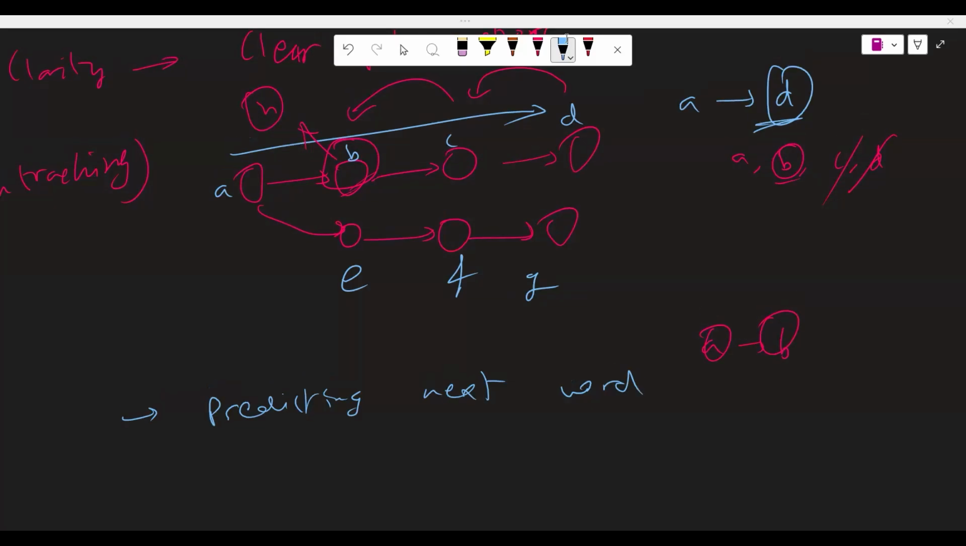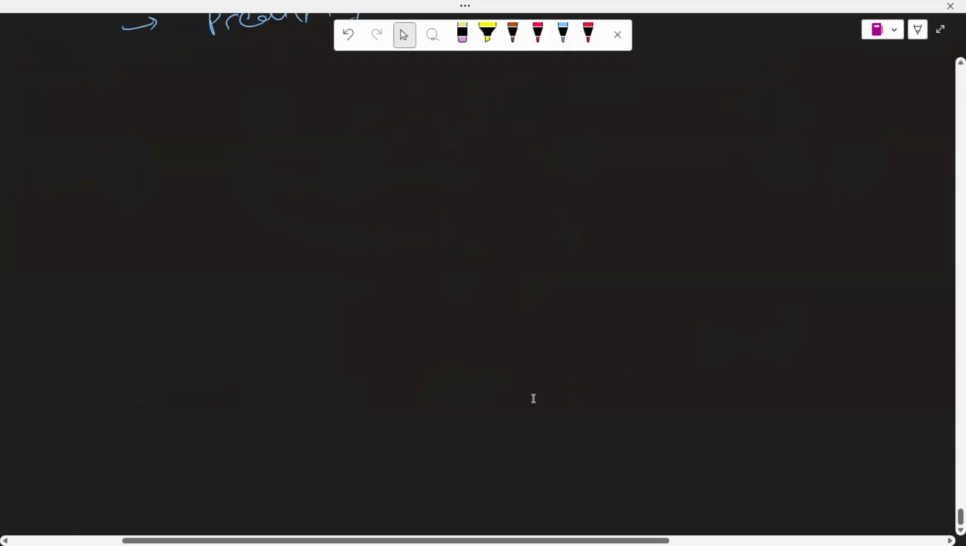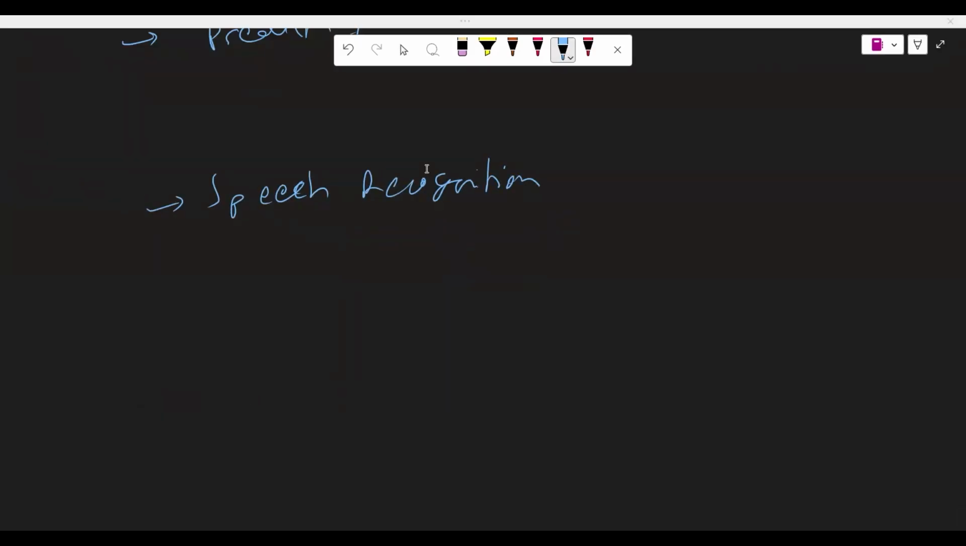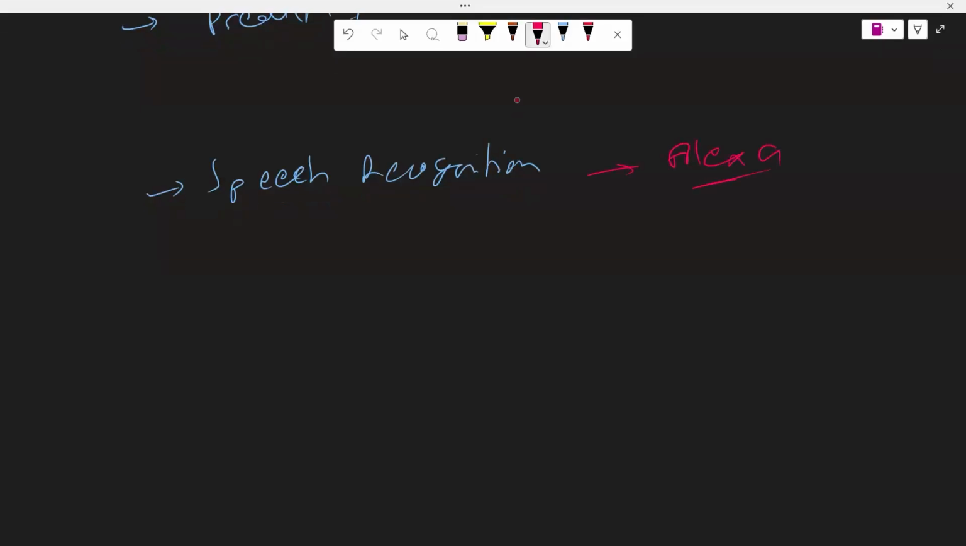Okay. So where do we use hidden Markov models? Wherever you have to predict the next word given you have typed in some word. So for example, when we are talking about speech recognition, how can we train this? If you are training, let's say, Alexa, how does Alexa understand what speech it has to say?